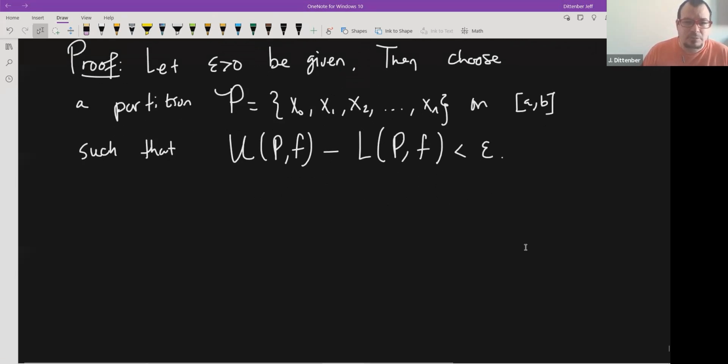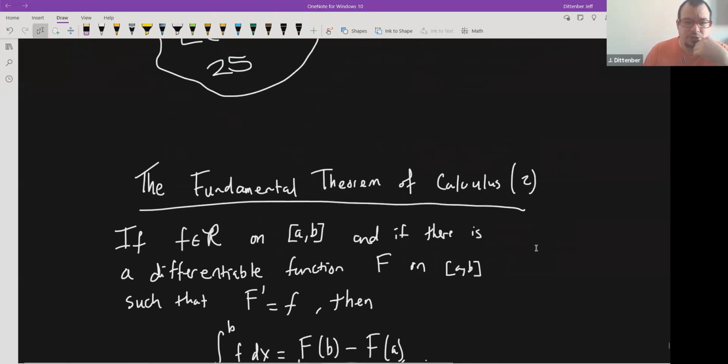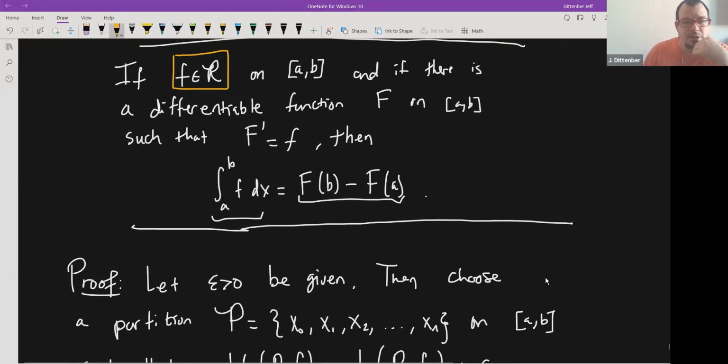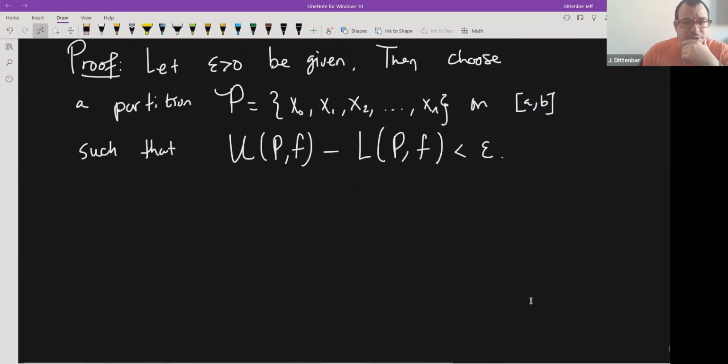Okay, so this is what we want to do. We choose our partition, right? And now we're going to say the following. So we've chosen a partition P. We've made use of this part of the proof: f is in the set of Riemann integrable functions. Okay, so now we're going to make use of this part. It says there's a differentiable function F on a to b. So we're going to use this now. We're going to say something about the differentiability of this function.